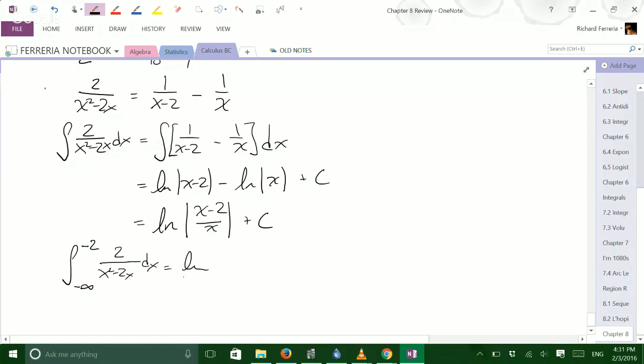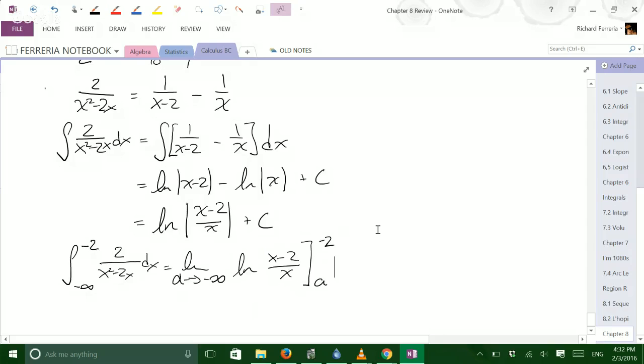That's just going to be the limit as a approaches negative infinity of the natural log of (x minus 2) over x, from a to negative 2. Now I've taken off the absolute values because if we think about this, we're always going to be dealing with negative numbers. The numerator here will be negative, the denominator here will also be negative. Negative over a negative is going to be a positive, so I don't need the absolute values actually.